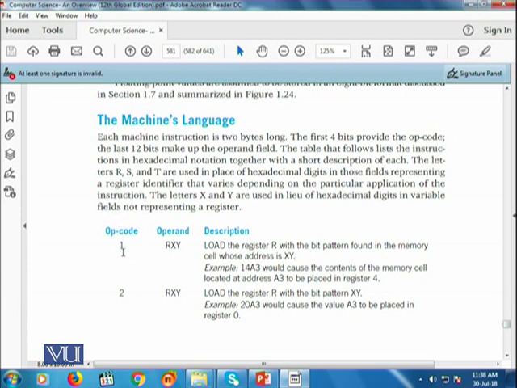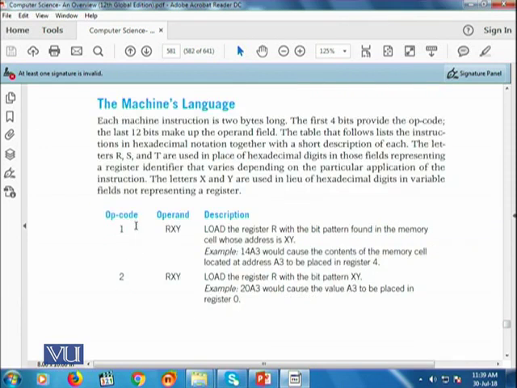For example, if you see an instruction with 1 at the start, that means you need to load from the main memory. RXY: R is representing the register number where that loading should be performed, and XY is denoting the location in the memory from where the data should be fetched. So for example, if it is written 1500, this would mean that 00 is the location in the RAM, 5 is the register number available within the CPU, and 1 means that you need to load.